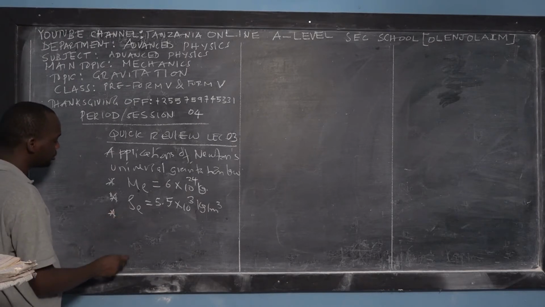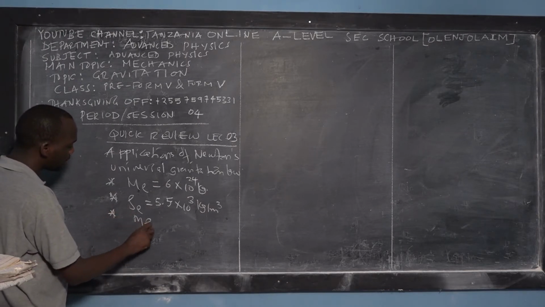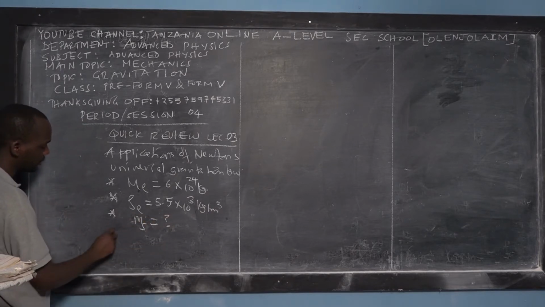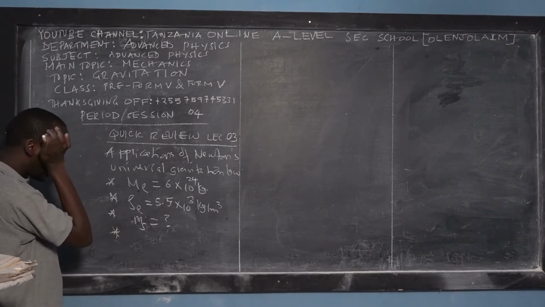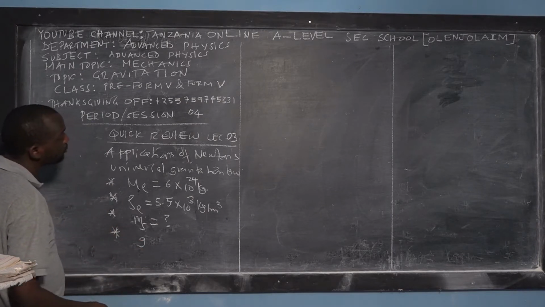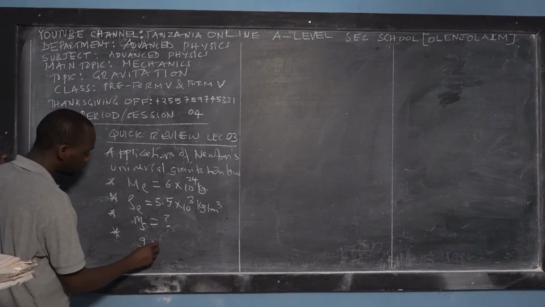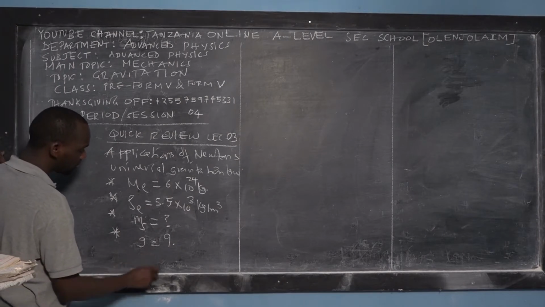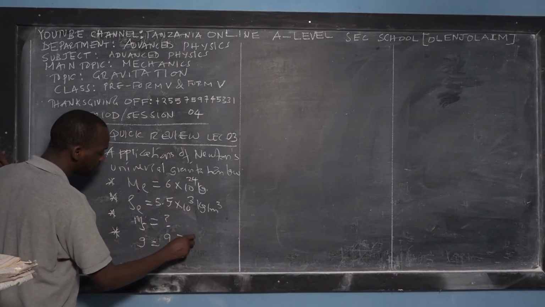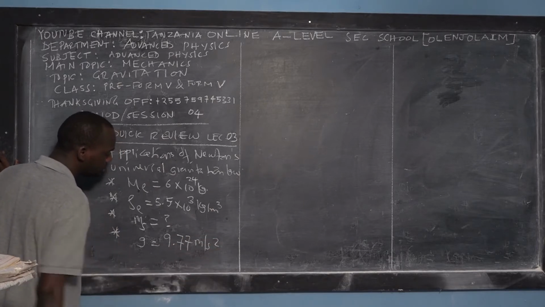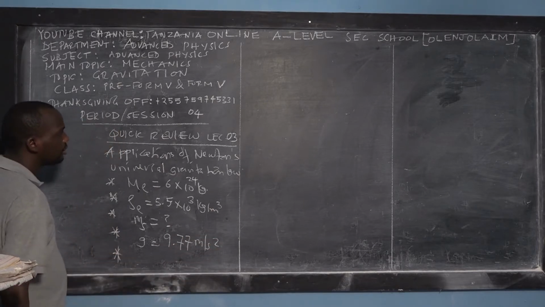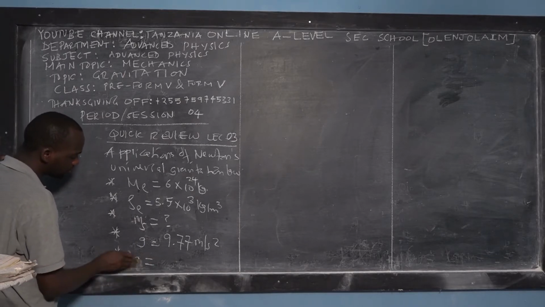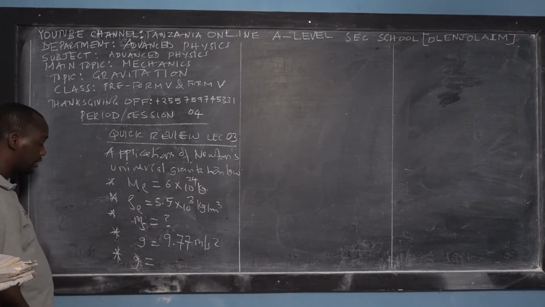Then I taught you how to derive the formula for the mass of the sun. And then I taught you how we can use Newton's universal gravitational law to derive the formula for acceleration due to gravity, which is g, and we found 9.7 meter per second square. Again, I left the homework that you derive an expression for g. I believe you did it.